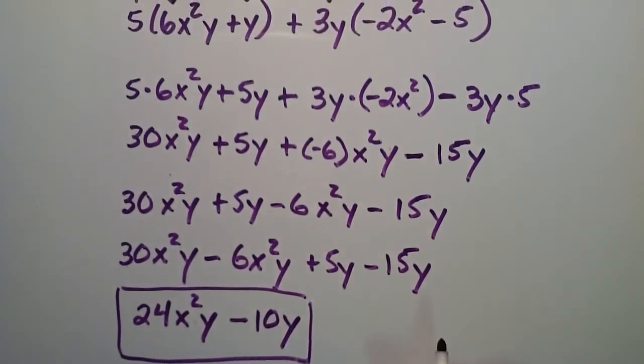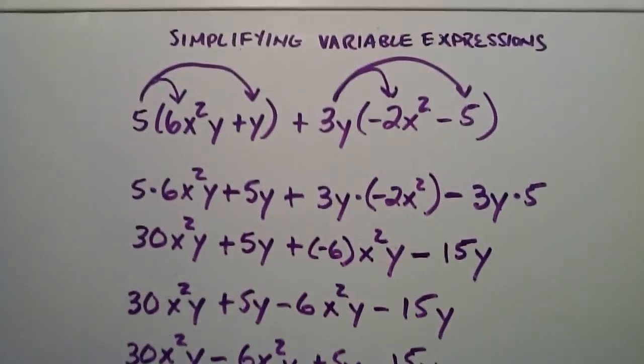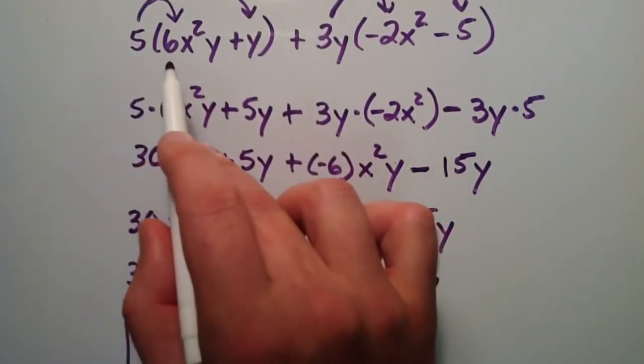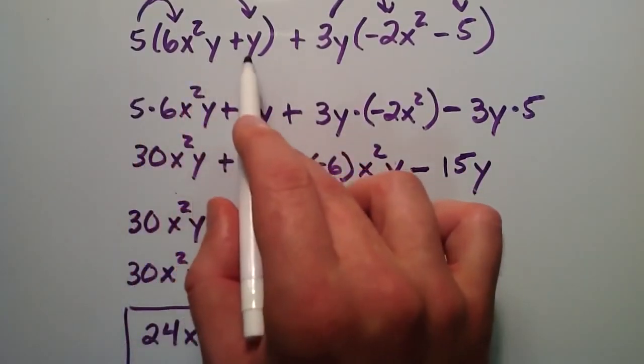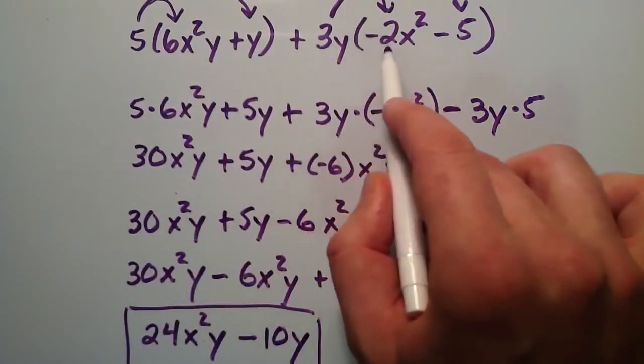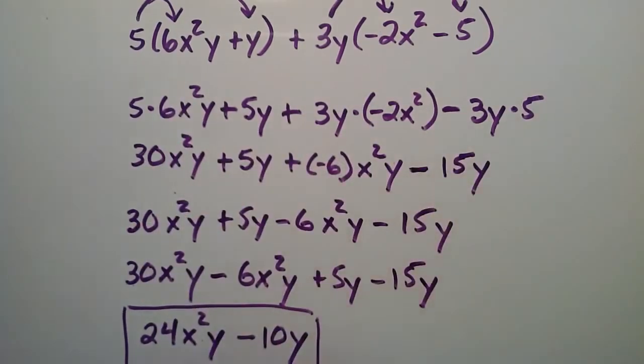So basically the 24x squared y minus 10y is equal to what I started with right here. The 5 multiplied by 6x squared y plus 5y in parentheses, plus 3y multiplied by the quantity of negative 2x squared minus 5, is exactly the same thing as writing 24x squared y minus 10y. So this is just a simplified form of what we started with. So anyway, that's how you can simplify a variable expression.